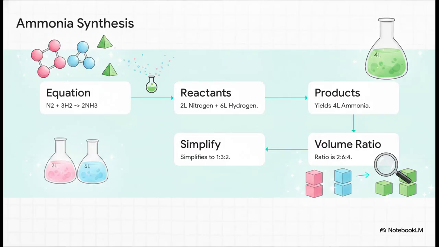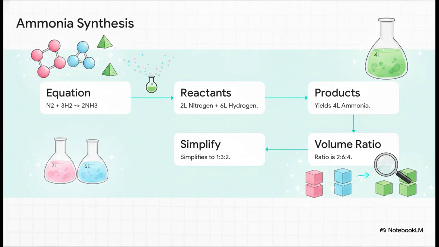Let's look at the classic formation of ammonia gas as an example. Step 1 shows our balanced equation. N2 plus 3H2 yields 2NH3. In an experiment where temperature and pressure are kept totally constant, Step 2 shows that 2 liters of nitrogen gas perfectly reacts with exactly 6 liters of hydrogen gas. Step 3 tells us this yields 4 liters of ammonia gas.